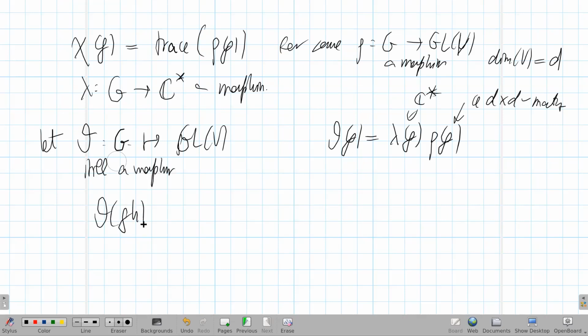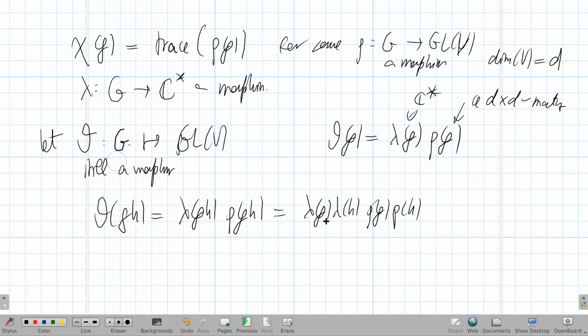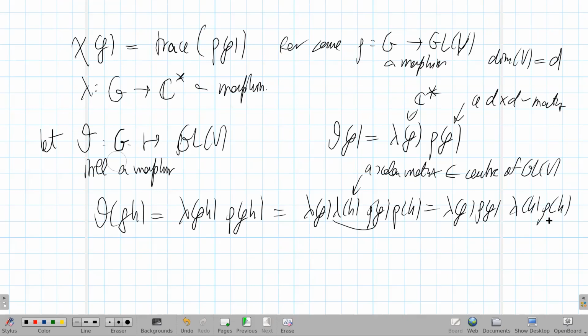Why? Because you take theta of GH, which by definition is lambda of GH times rho of GH. Both rho and lambda are morphisms. And this is important, these are scalars. Remember that whenever you have a product of matrices and a scalar, the scalar is represented through a scalar matrix. So multiplying a matrix by a value lambda is like multiplying it by the scalar matrix, which has lambda on the diagonal. Remember, this is in the center of GL(V), so it commutes with everything. So you can exchange this, and this is just theta of G times theta of H. So it's still a morphism.